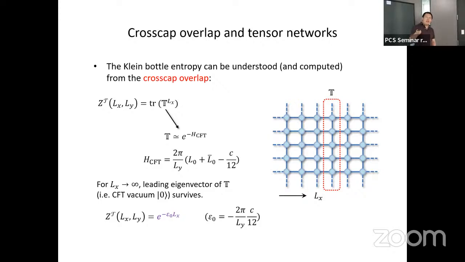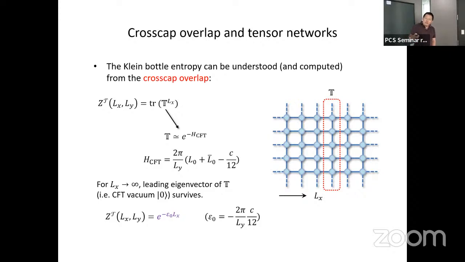And in the CFT understanding, this transfer matrix is just the exponential of some CFT Hamiltonian evolving along the x direction. So then it's a CFT defined on a finite circle. So there's a ground state, or a vacuum energy contribution. And L0 and L0 bar are just the Virasoro generators. So here, if Lx goes to infinity, then of course only the leading eigenvector of the transfer matrix would contribute, and only that one would survive. And of course I expect that there's no degeneracy in the transfer matrix near the critical point, in the scaling limit.